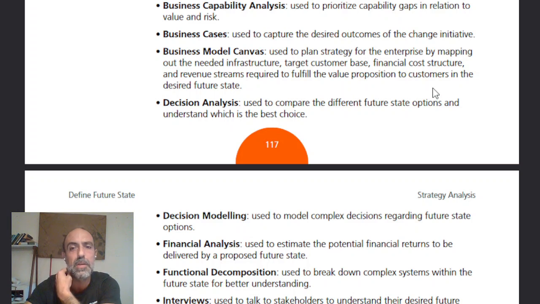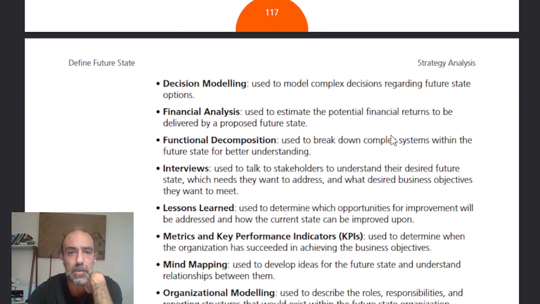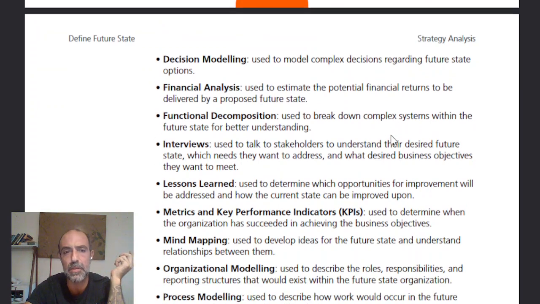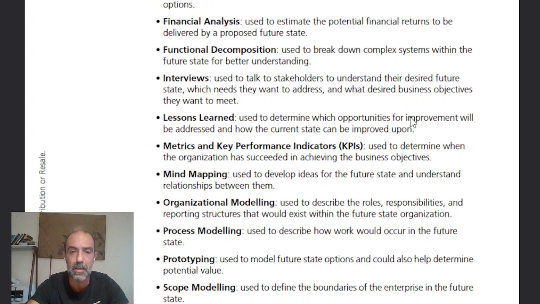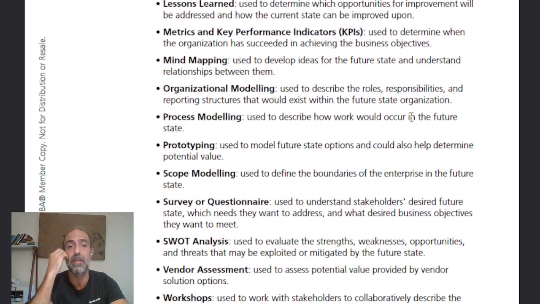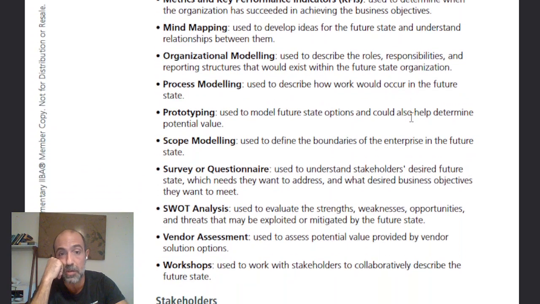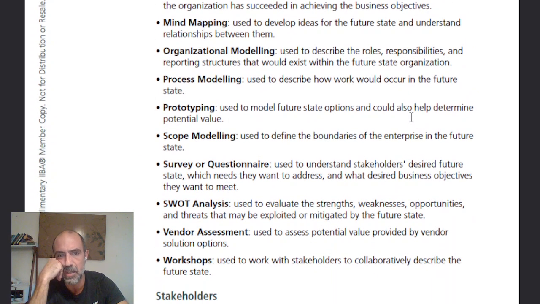Decision analysis used to compare the different future state options and understand which is the best choice. Decision modeling, financial analysis, functional decomposition, which is used to break down complex systems within the future state for better understanding. Interviews, lessons learned, metrics and key performance indicators, mind mapping, organizational modeling. Organizational modeling is basically business modeling, but modeling how the operations work and the roles in it.